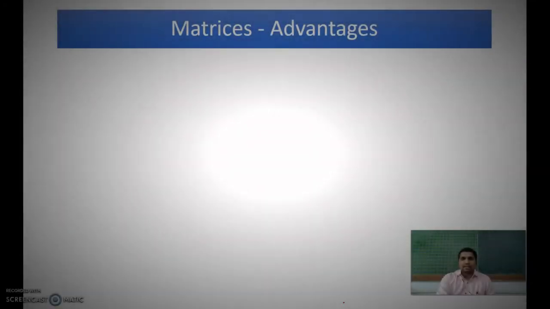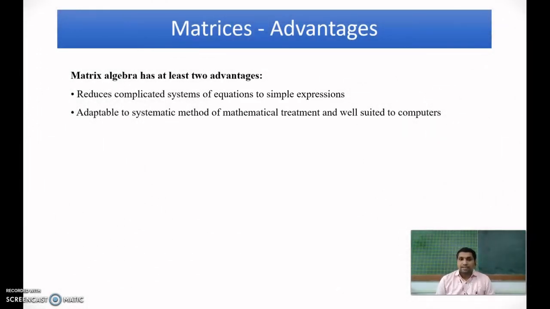So now we are going to see what are the advantages of the matrices. Matrices reduce the complicated systems of equations to a simple expression. It saves a lot of time. And second thing, matrices are adaptable to the systematic method of mathematical treatment and well suited to computers. It is useful in computational physics or computational mathematics. So that's why mainly researchers prefer to solve the problem with the help of matrices.